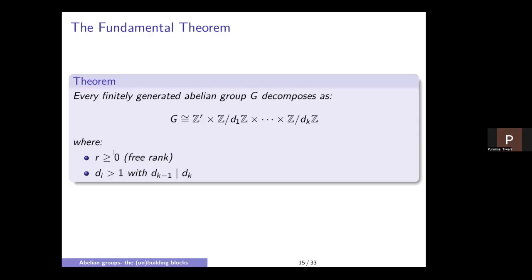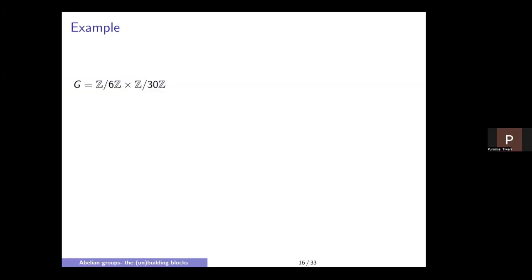We have r greater than 0 for finitely generated abelian groups and d_i greater than 1. Of course, we need them to be greater than 1. Otherwise, 1 definitely divides all the other numbers, such that d_(k-1) divides d_k, where the d_i's are all prime powers. Let's see an example.